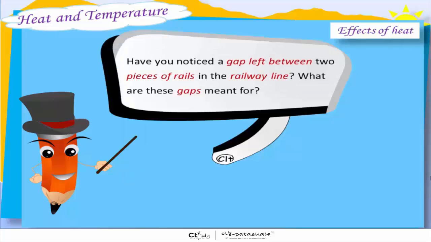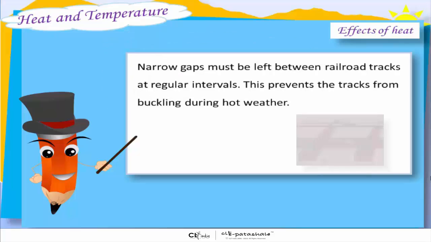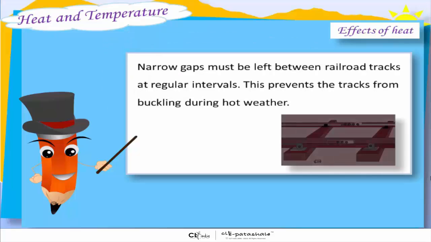Have you noticed a gap left between two pieces of rails in the railway line? What are these gaps meant for? Narrow gaps must be left between railroad tracks at regular intervals. This prevents the tracks from buckling during hot weather.